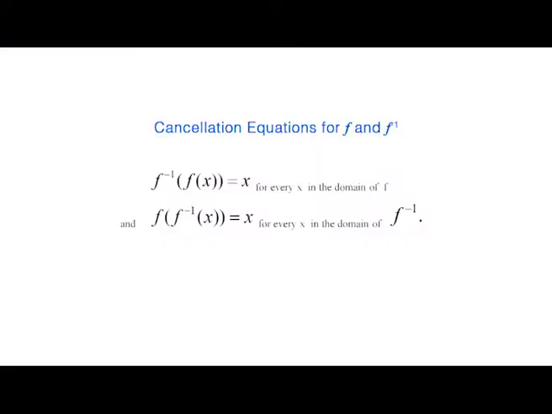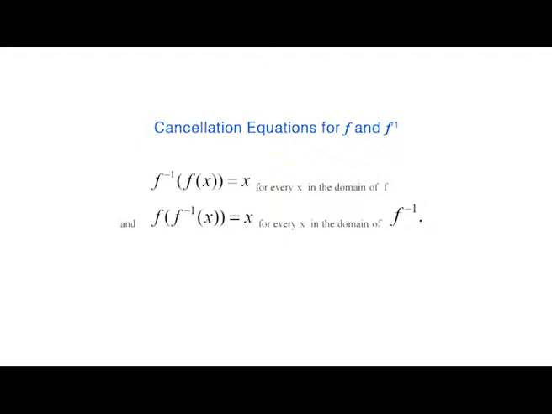In the definition of the inverse of a function, we have used two different independent variables x and y for f and f inverse, but there are occasions on which it is desirable to use the same independent variable, say x, for both. Hence, with the notation of the inverse of a function, if f has an inverse, then f inverse of f of x equals x for every x in the domain of f, and f of f inverse of x equals x for every x in the domain of f inverse.